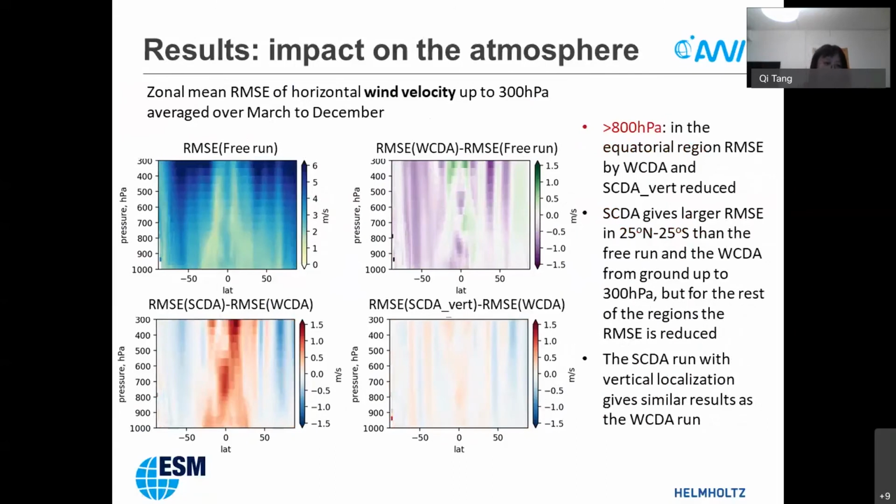The assimilation also influences the wind at different pressure levels in the atmosphere. Between 800 hectopascal and 1100 hectopascal, zonal mean RMSE in the equatorial region is reduced by the weakly coupled data assimilation and the strongly coupled data assimilation with vertical localization. And the strongly coupled data assimilation actually gives very similar RMSE to the free run.